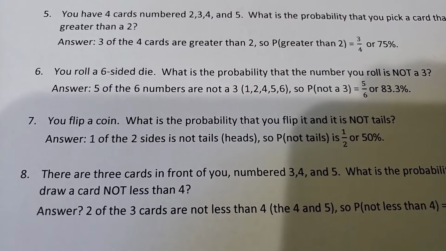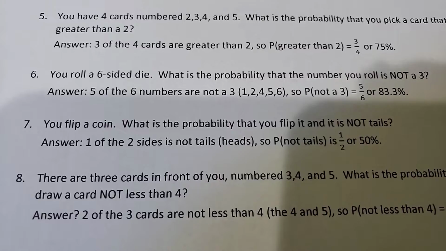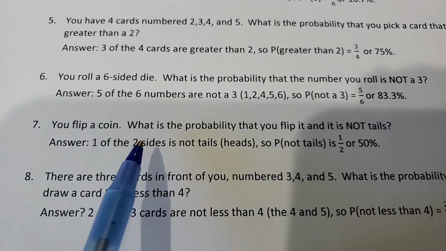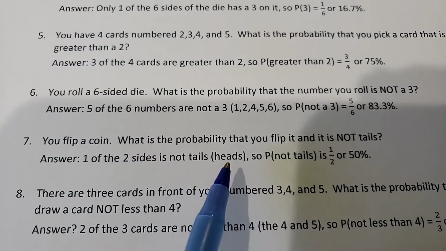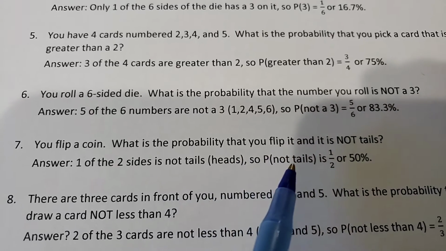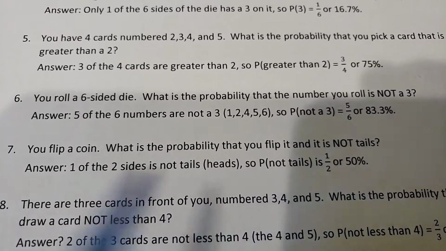Number 7: you flip a coin. What's the probability that you flip it and it's not tails? Well, 1 of the 2 sides is not tails, which is the heads side. So the probability of not getting tails is 1 out of 2, or 50%.